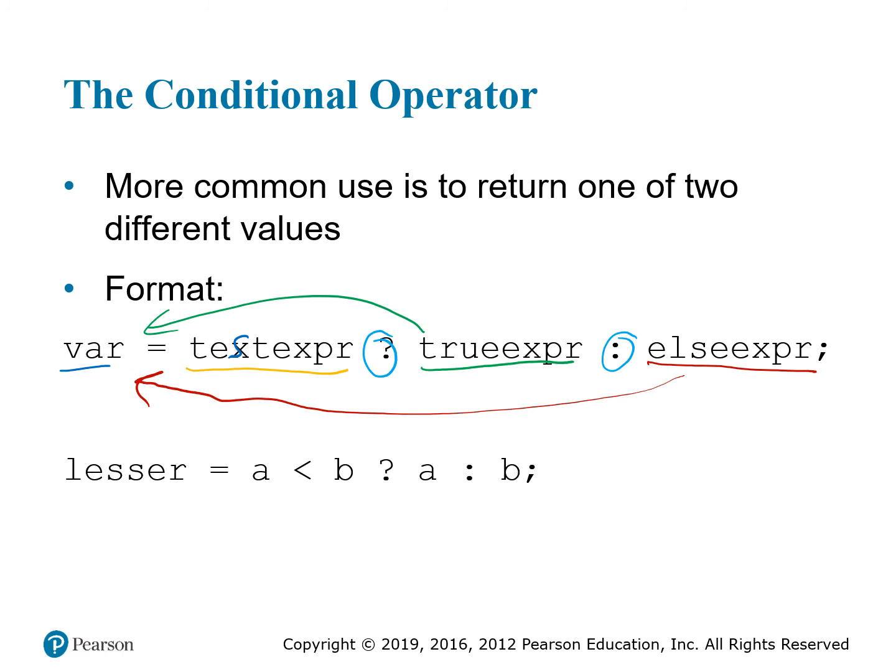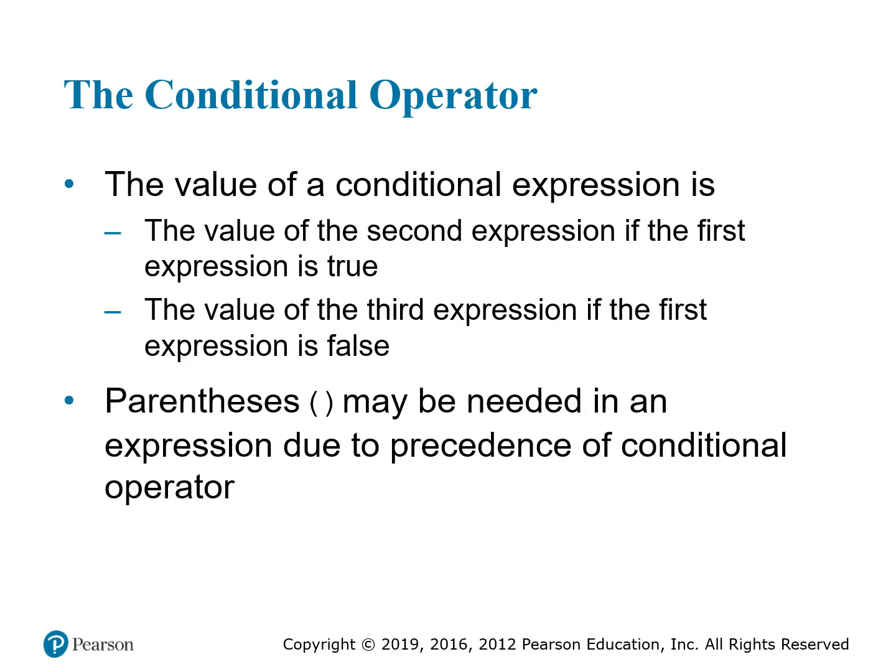So a good example of that is if you wanted to take the lesser of two numbers, we pass the statement a less than b, okay? Check that for truth. If a is less than b, then the lesser is a. If a is not less than b, then the lesser is b. And we take whichever of those two happens to be appropriate and push its value into the variable lesser.